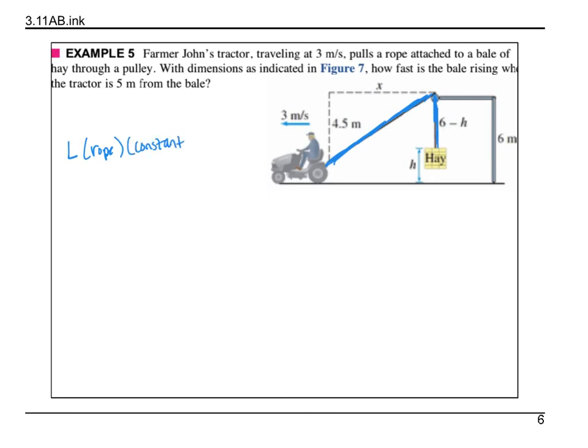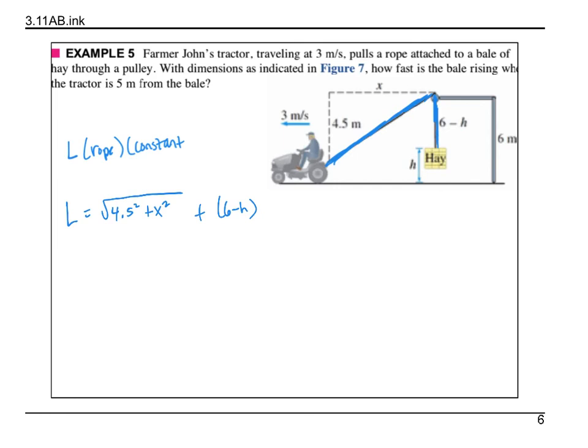Now, I have a couple of ways to come up with what L is equal to. Part of it is included in a right triangle, so Pythagorean theorem. So L is equal to the square root of 4.5 squared plus x squared, plus the 6 minus h. There's two pieces of that rope. It's included in the right triangle, and it's included in the distance from the pulley down to the ground.